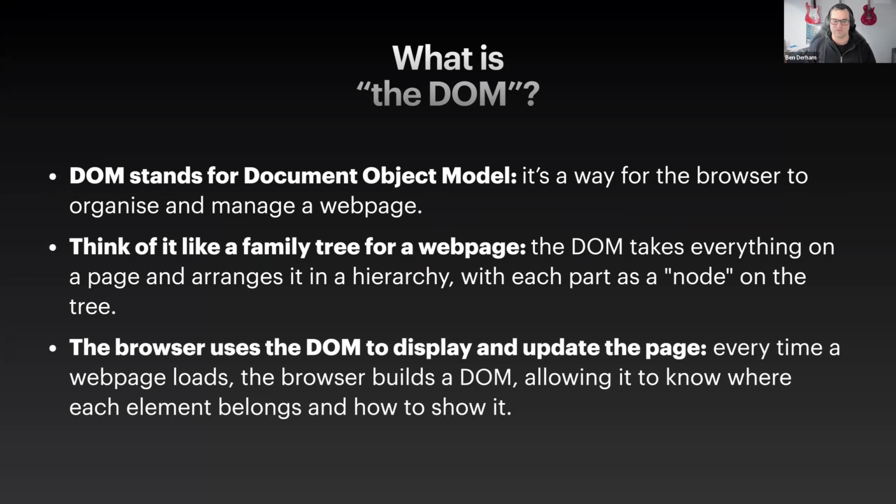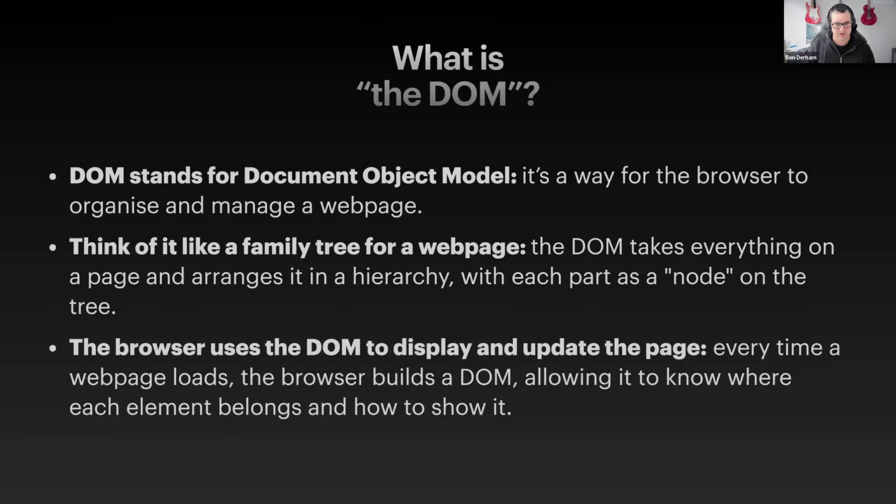It'll take everything on a page and sort it into a hierarchy, with each piece of that hierarchy being a different node in the page. The browser then interprets the DOM to display and update the page. Every time the web page loads, the browser will build it, and then it knows where to render each element and how to show it as well. So in that case, I was pressing the button and it was modifying the DOM.